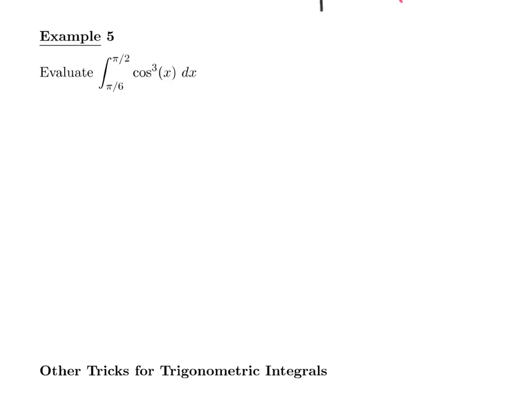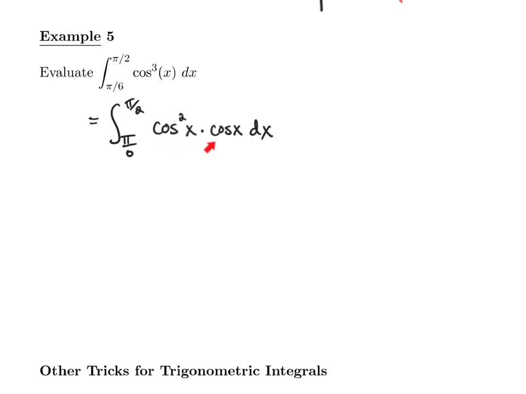So example 5 is a little bit different because it's a definite integral, so we have the bounds here. And it's also similar to the tangent problem, only a single function. But it's not really a single function because this is a cube. So the first thing I'm going to do is try to split up that cosine cubed into something else. And I'm going to split it up into cosine squared x times cosine of x dx.